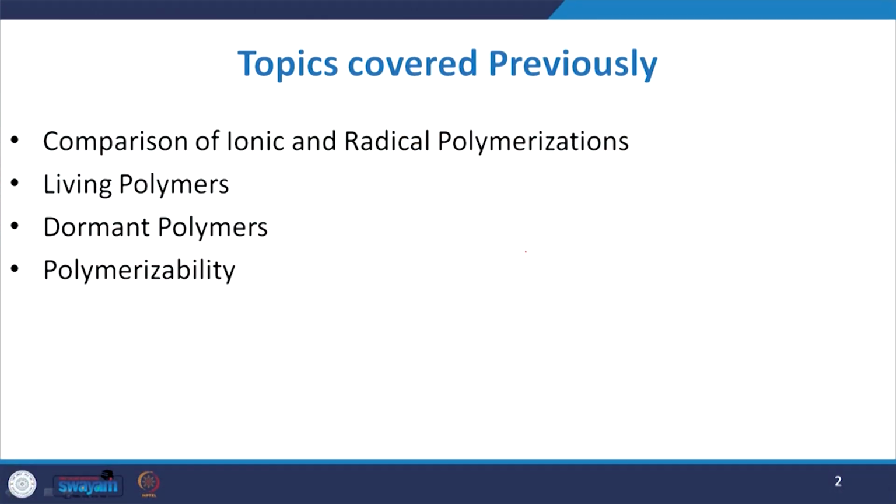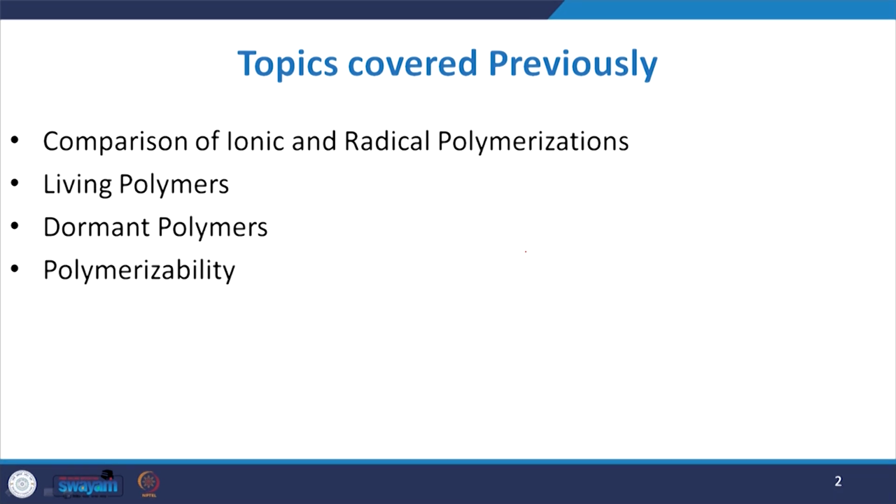Welcome to the new chapter on ionic polymerization. We have discussed radical polymerization and others. If you recall, previously we discussed the comparison between ionic and radical polymerization. We had a discussion about living polymers and dormant polymers. We also asked about the polymerizability of monomers under the head of thermodynamic discussion.